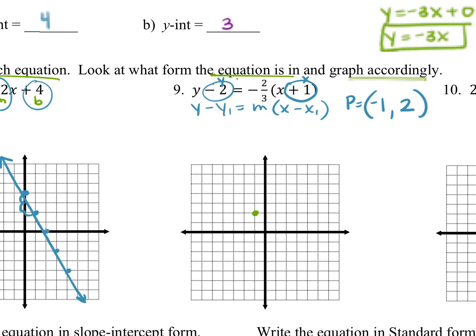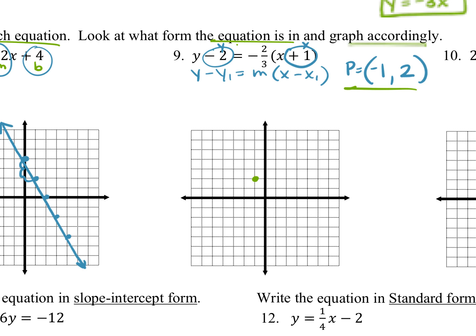Okay, so that's your first step. Figure out what the point is. My point was -1, 2, and then plot it. Once you've plotted it, then you can take a look at the slope. So your slope is -2/3, and remember it's rise over run.